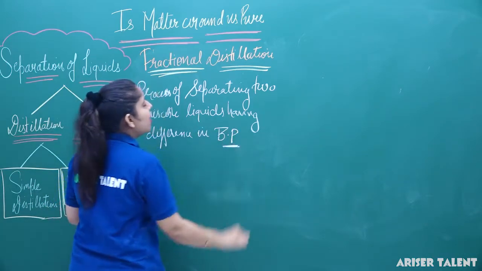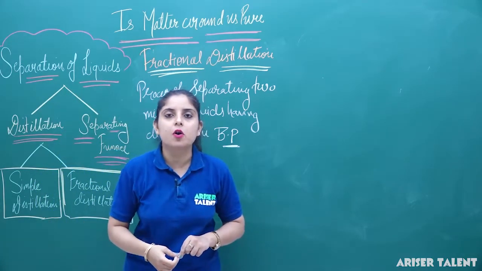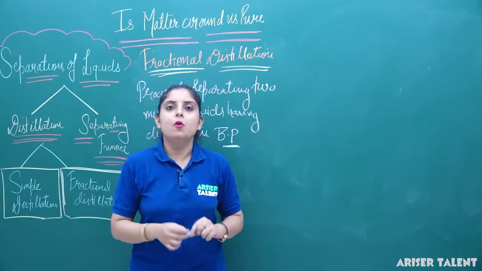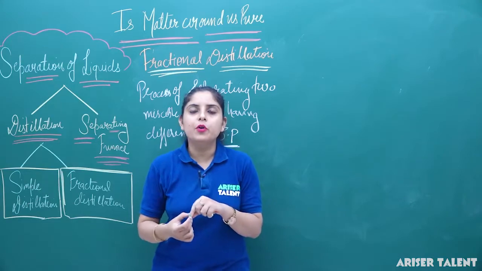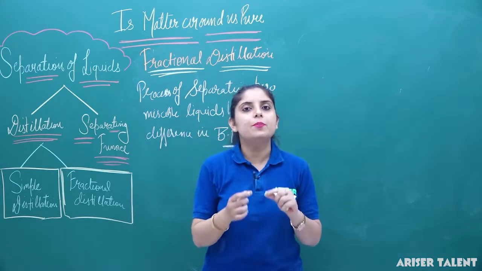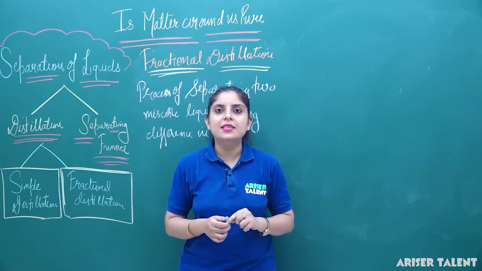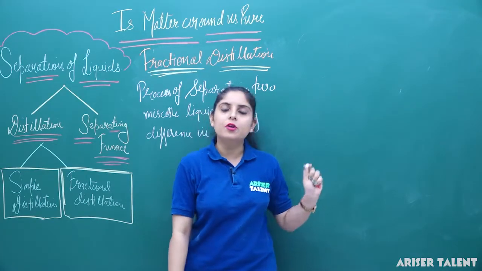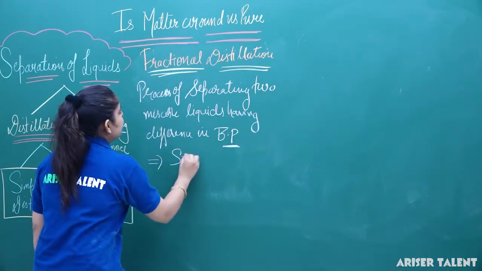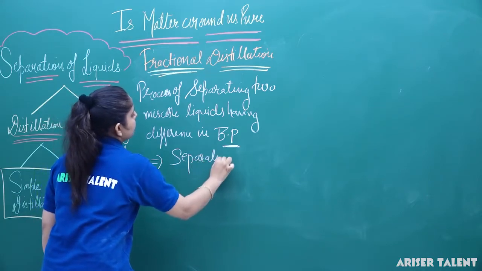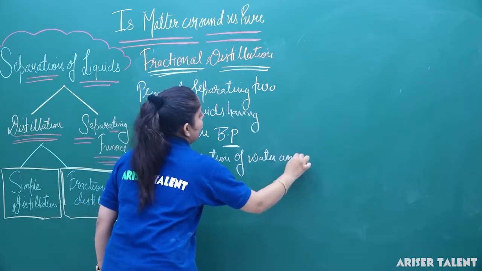If two liquids have a difference in their boiling point, you can separate them only by the process of fractional distillation. Now, I am going to separate ethyl alcohol from water. Water has a boiling point of 100 degrees Celsius and ethyl alcohol approximately 78 degrees Celsius. So the difference is almost 22 degrees Celsius. So it can be separated only by the process of fractional distillation here. So what we are doing? We are considering the separation of water and ethyl alcohol.